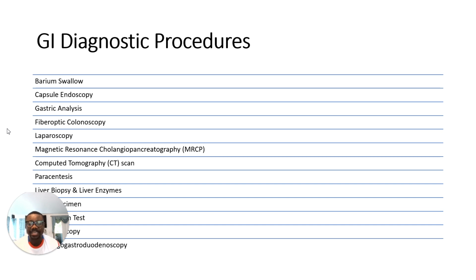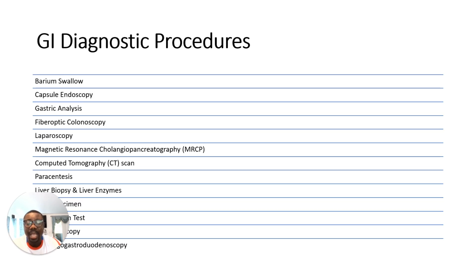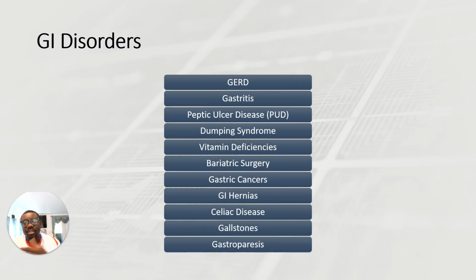Now, then you have gastric analysis, you have the fiber optic colonoscopy, you have laparoscopy, you have the MRI or the magnetic resonance cholangiopancreatography, you have the computed tomography or the CT scan of the GI tract, you have paracentesis, you have liver biopsy, you have stool specimen collection, you have the urea breath test for ulcer condition of the GI tract, and you have the esophagogastroduodenoscopy. Now, all of these tests are important that we make sure we understand them for the NCLEX. We know exactly what we are looking for in the NCLEX.